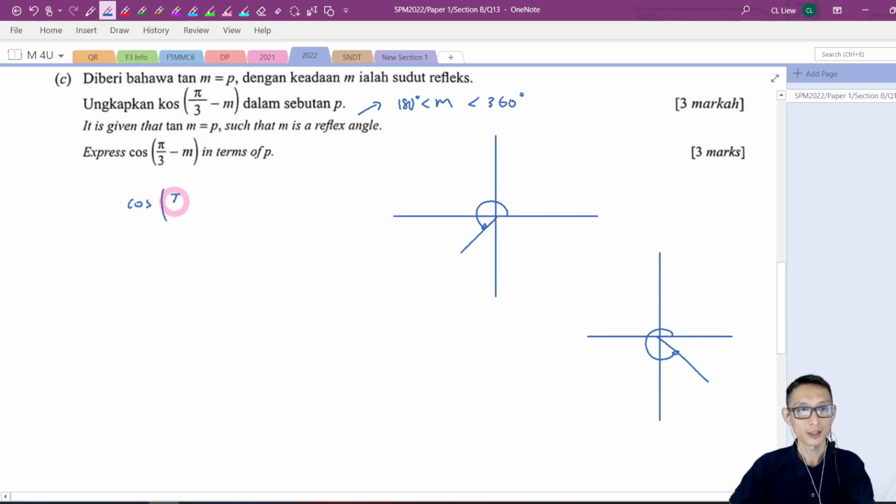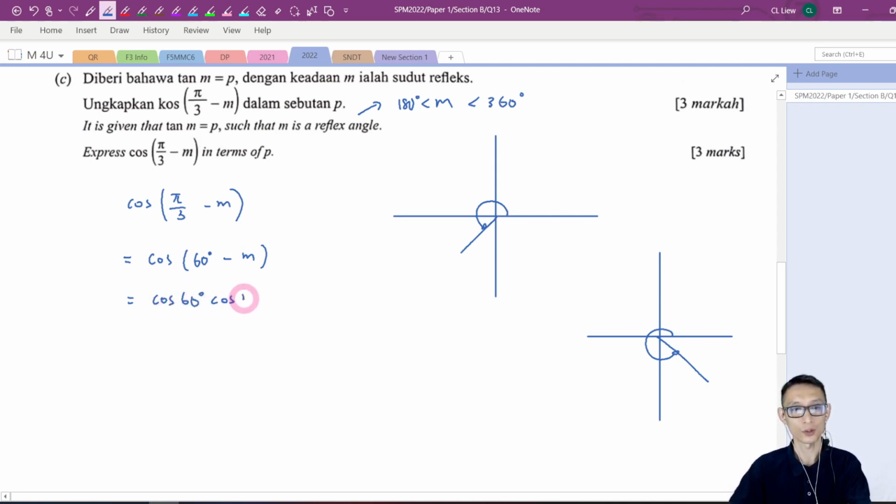Okay, cosine of pi over 3 minus M. So what I'm going to do next, I will change this to degrees, so it's easier for you. Pi over 3 radian is equal to 60 degrees. Now I'm going to use a formula to help me. Cos, cos, sine, sine. Be careful, this is plus. Sorry, let me use back the blue color. Cos, cos, sine, sine.